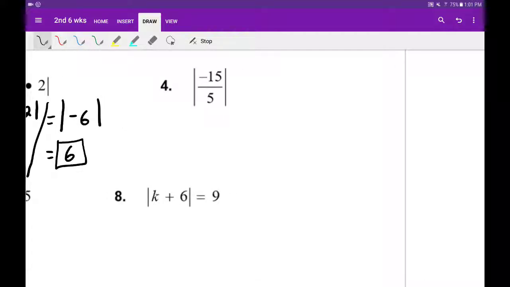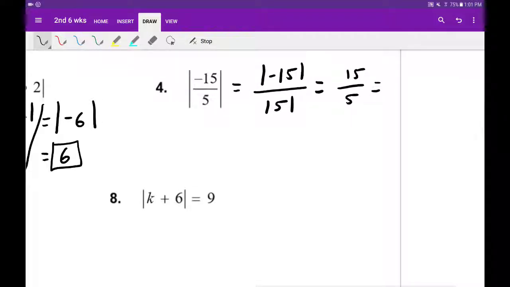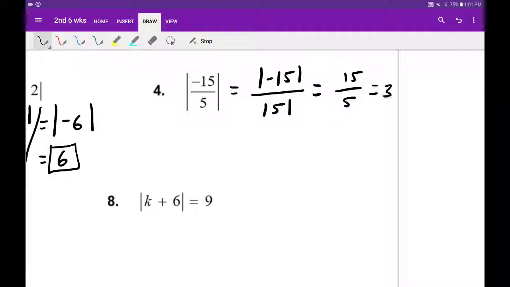So let's look at number 4. Again, we can give each one its own absolute value bars. Absolute value of negative 15 is 15. Absolute value of 5 is positive 5. And 15 divided by 5 is 3.